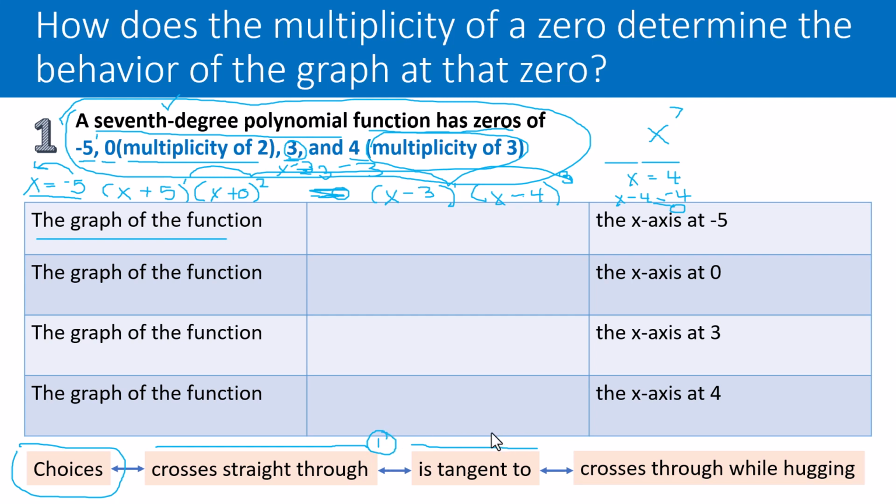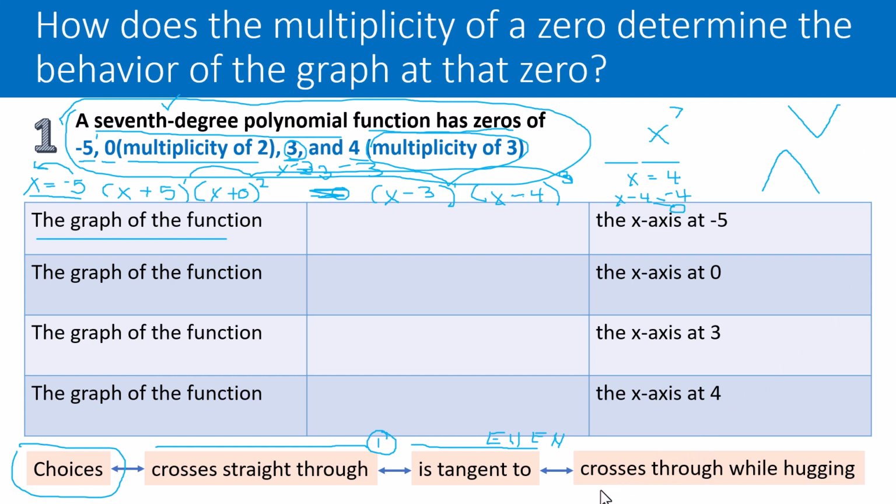Tangent is an even multiplicity. It can be a quadratic equation, x squared. It can be a quartic, to the 4th power. Any even numbered function is going to touch the x-axis and bounce in the opposite direction. Whatever direction it's approaching from, if it's approaching from below, it's going to hit the x-axis and bounce in the opposite direction. If it's approaching from above, it's going to hit and bounce back up.